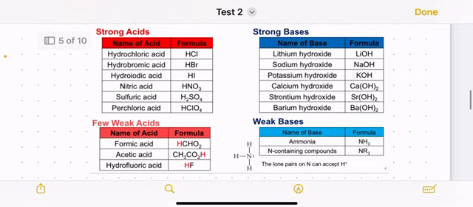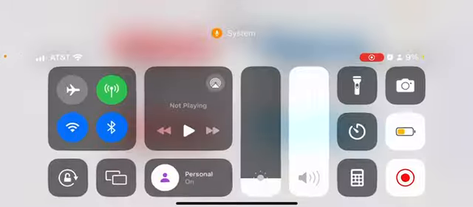Here are some of the strong acids: hydrochloric acid, hydrobromic acid, hydroiodic acid, nitric acid, sulfuric acid, perchloric acid. Some weak acids include formic acid, acetic acid, and hydrofluoric acid. Strong bases include lithium hydroxide, sodium hydroxide, potassium hydroxide, calcium hydroxide, strontium hydroxide, and barium hydroxide. The weak bases include ammonia and N-containing compounds.